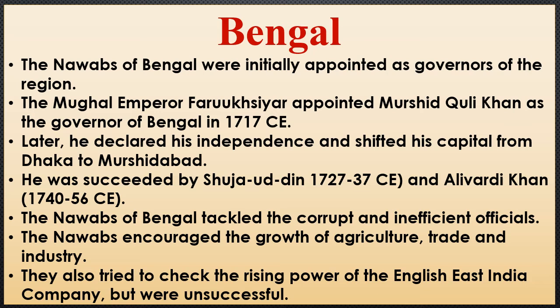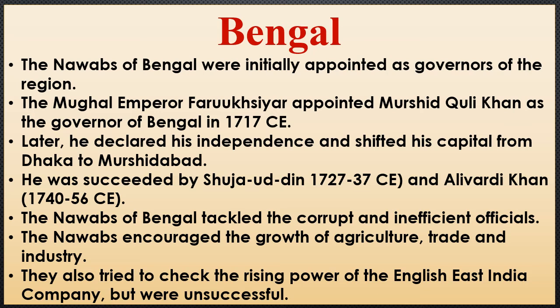Bengal was another independent region or independent state which emerged during the 18th century. Earlier, it was a part of the Mughal Empire. Nawabs of Bengal were initially appointed as governors of the region. The Mughal Emperor Farooq Siyar appointed Murshid Quli Khan as the governor of Bengal in 1717 CE, that is 10 years after the death of Aurangzeb.